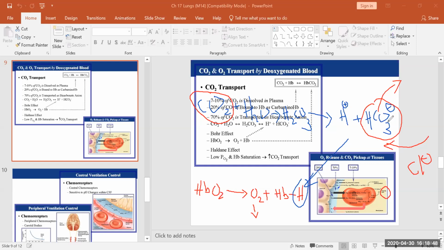And in the meantime, when it comes in here, it interacts with hemoglobin, so it allows oxygen to be released, and oxygen goes into the tissues. Okay.